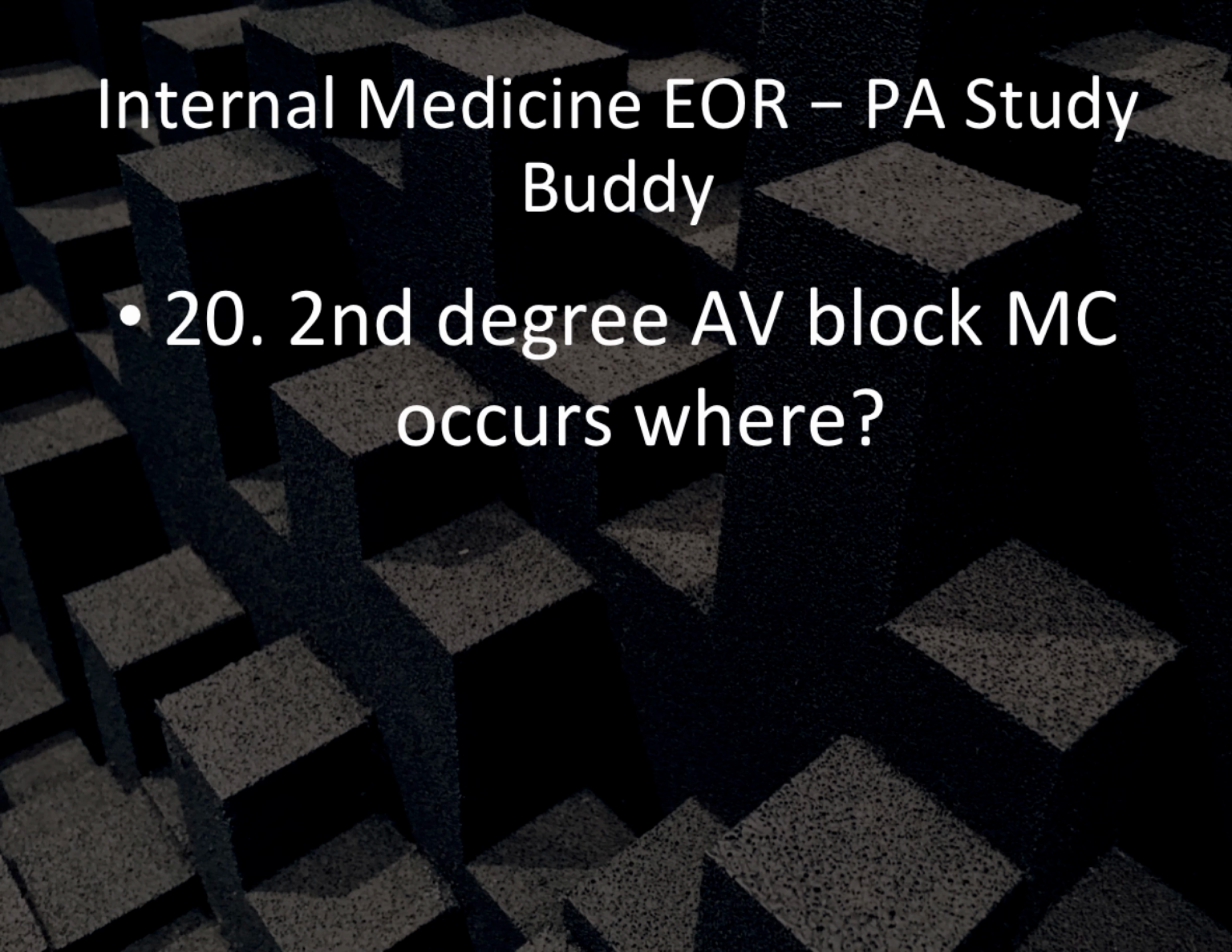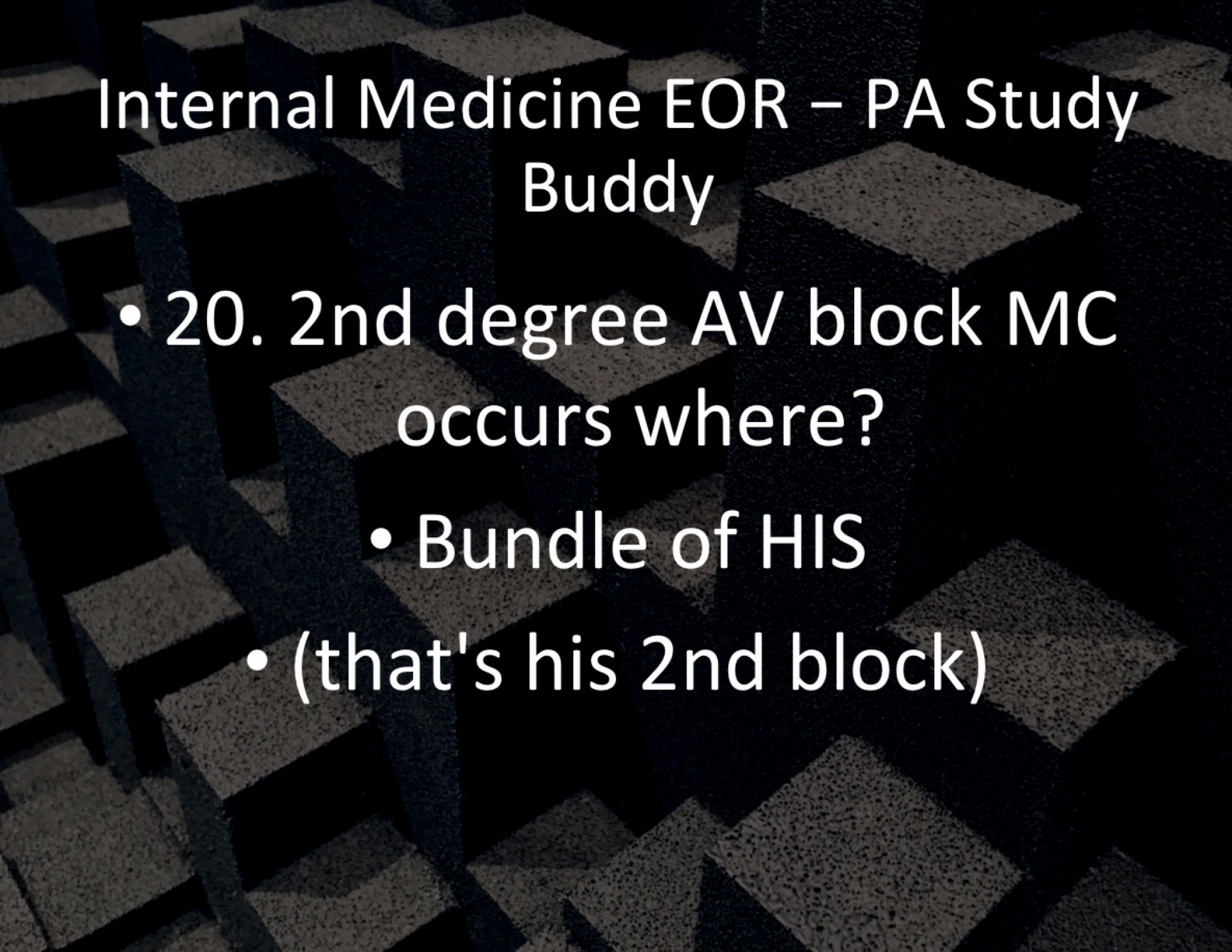Second degree AV block most commonly occurs where? So second degree AV block most commonly occurs in a bundle of His. So they're going to give you all different parts of the heart. They're going to ask you what is the second degree AV block most commonly found at, and your answer is bundle of His. And the way I remember this, that's his second block.